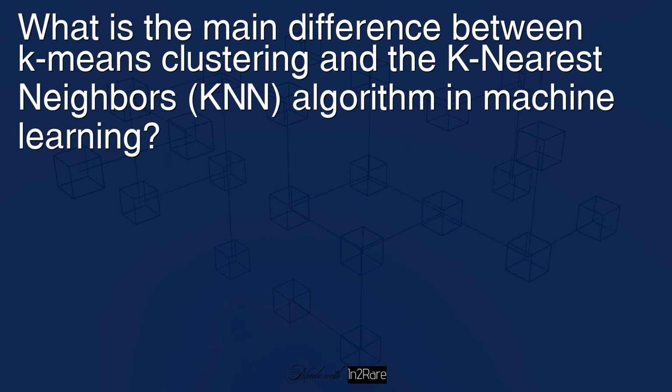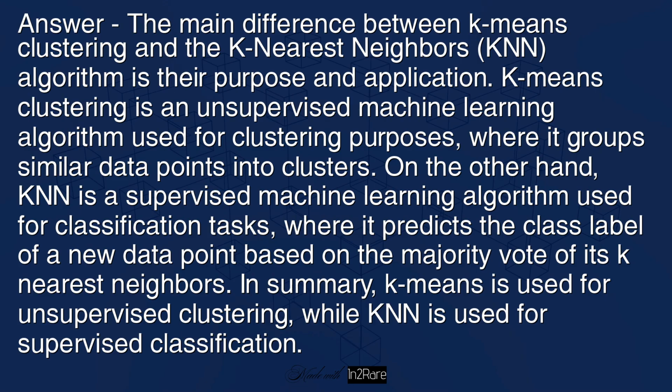What is the main difference between k-means clustering and the k-nearest neighbors KNN algorithm in machine learning? Answer: the main difference between k-means clustering and the k-nearest neighbors KNN algorithm is their purpose and application. K-means clustering is an unsupervised machine learning algorithm used for clustering purposes, where it groups similar data points into clusters. On the other hand, KNN is a supervised machine learning algorithm used for classification tasks where it predicts the class label of a new data point based on the majority vote of its k nearest neighbors. In summary, k-means is used for unsupervised clustering, while KNN is used for supervised classification.